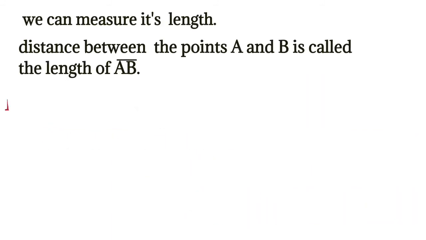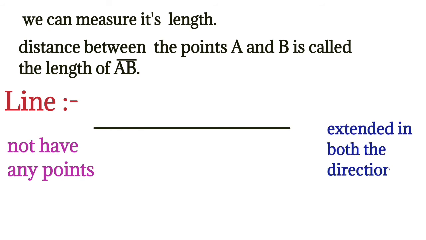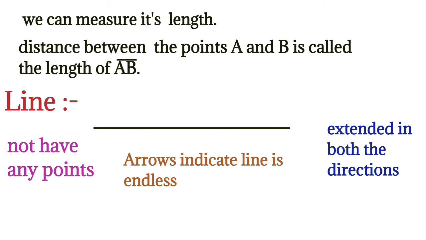Next is line. See here, one line is there, without any endpoints. It means it can extend from both sides. So the definition is, a line is a straight path that can extend in both directions. Suppose a line segment extends on both sides, then it becomes a line. We cannot say line segment.